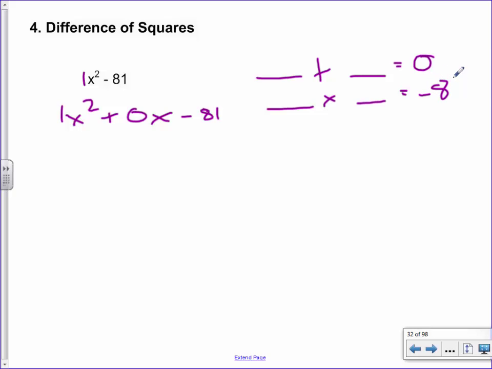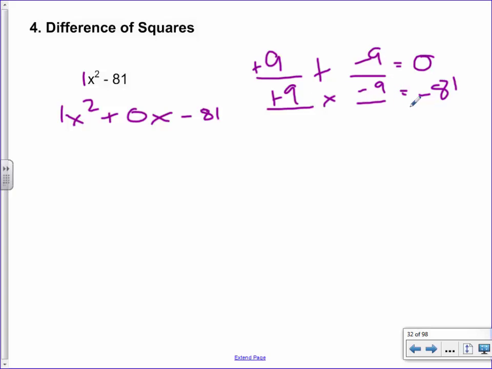So we're looking for numbers that times to give 81. Well, not a lot of things times to give 81, right? 9 and 9 will. So if we make one of them a plus 9 and one of them a minus 9, that'll work.